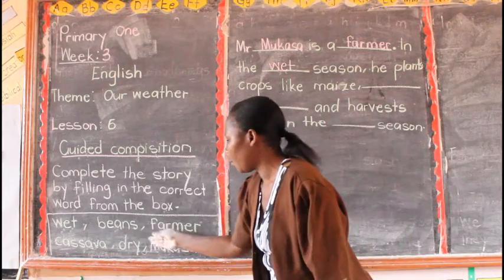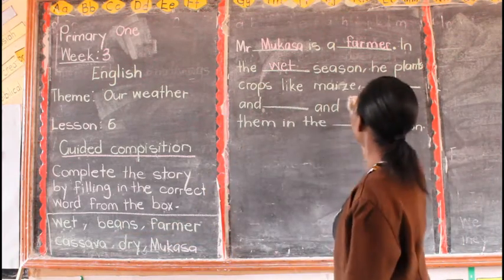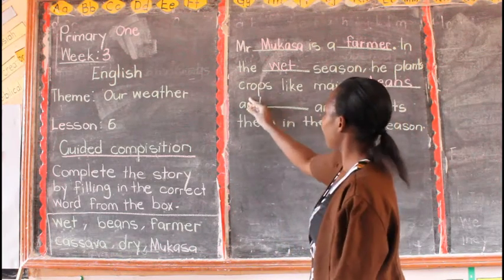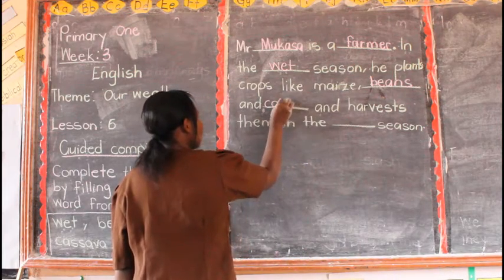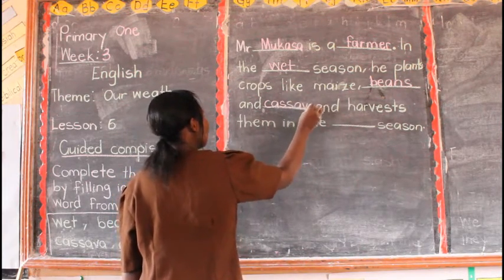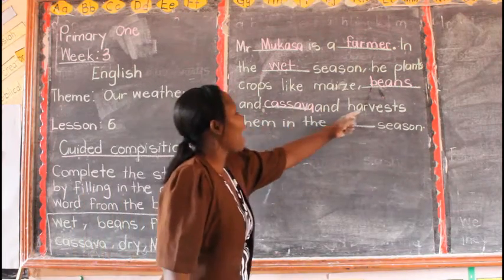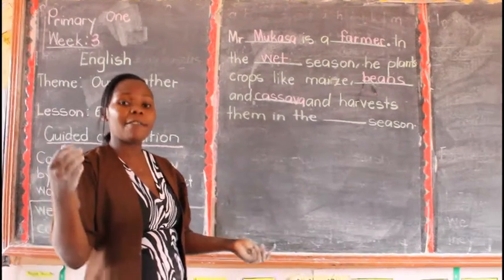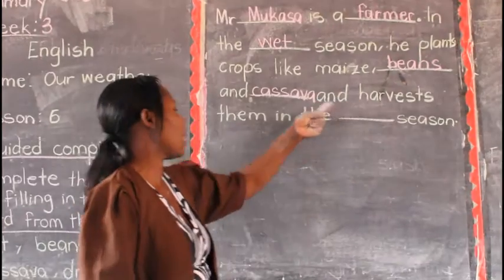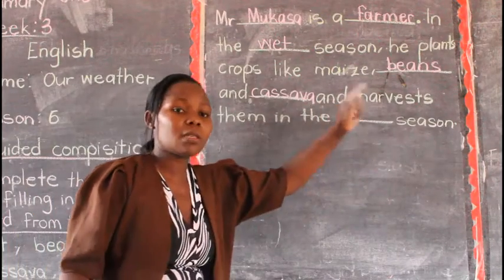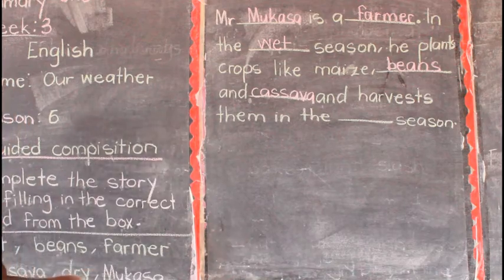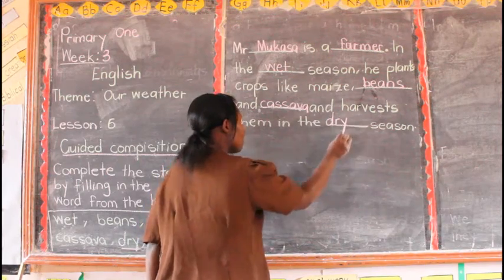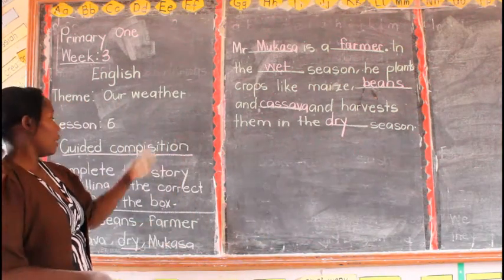Which other crops are here? We have beans, cassava. He plants crops like maize, beans, and cassava. And he harvests. Harvesting is removing ready crops from the garden. When they have grown, they are ready for taking home. That is harvesting. And harvests them in the dash season. In which season do we harvest? We harvest crops in the dry season. In the dry season. That is how we complete our story.